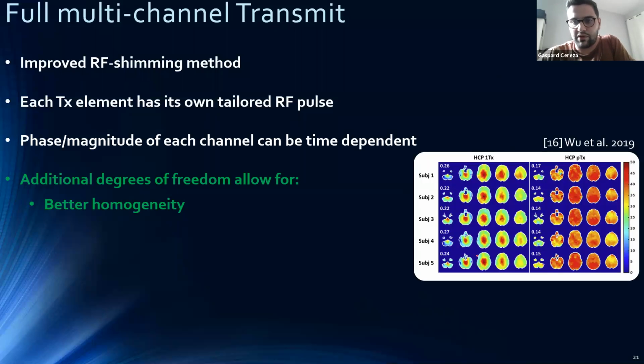So for example, here we have the one pulse, so the same RF pulse everywhere with the same magnitude and phase. And here we have the full multi-channel transmit. So we can see that the results are even better than with RF shimming.